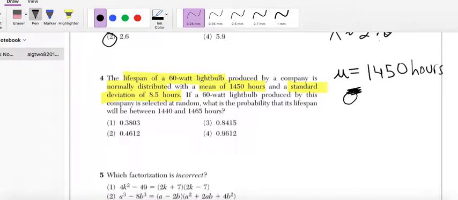This is the symbol for the population standard deviation. All right? I think it's called sigma. I keep messing it up. I'm sorry. Let me fix it.